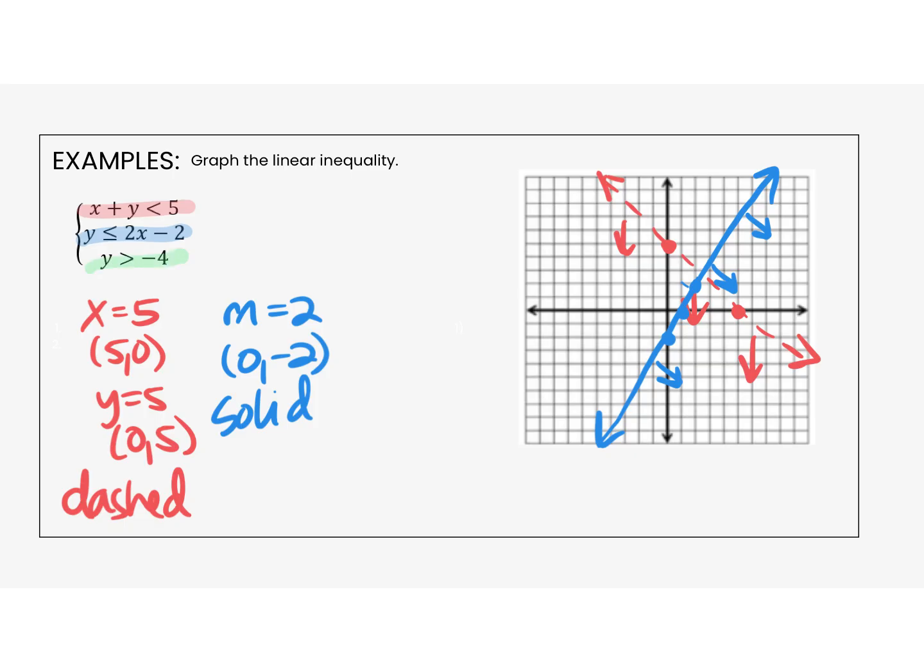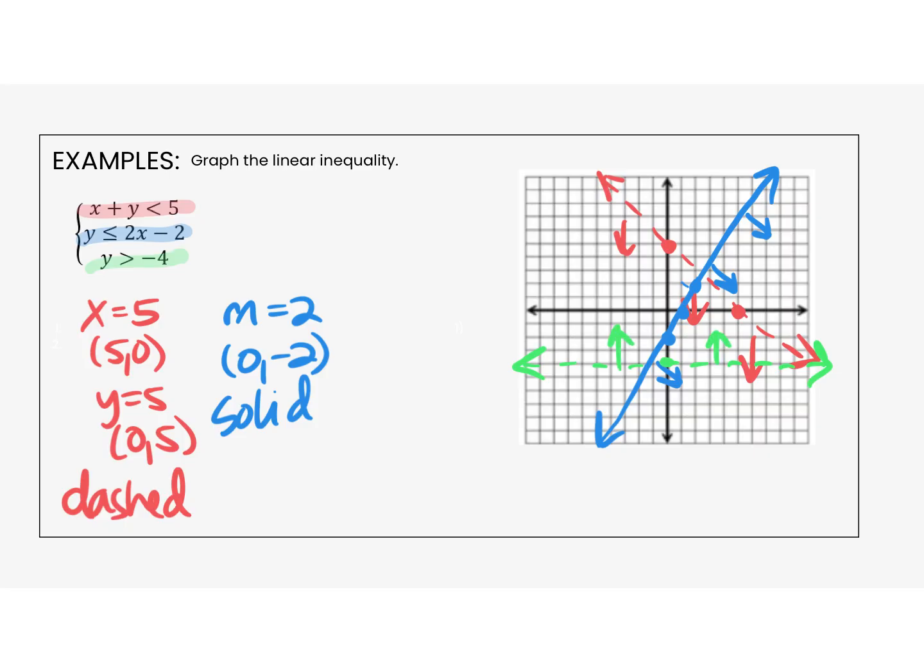Okay, and then lastly, I'll graph this one in green. Y is greater than or equal to -4, so I'm just going to graph -4. This is a solid line, or sorry, a dashed line at y equals -4. And it's greater than that, so I'm going to shade above that line.